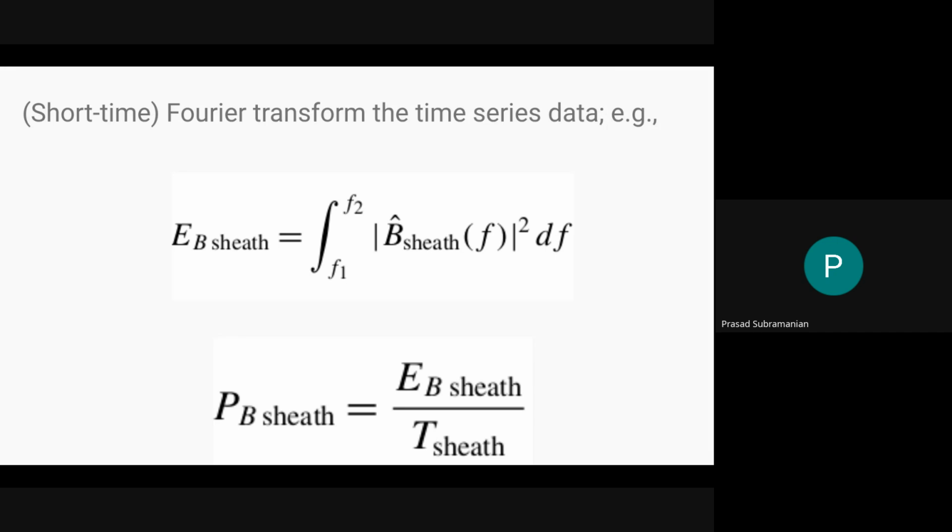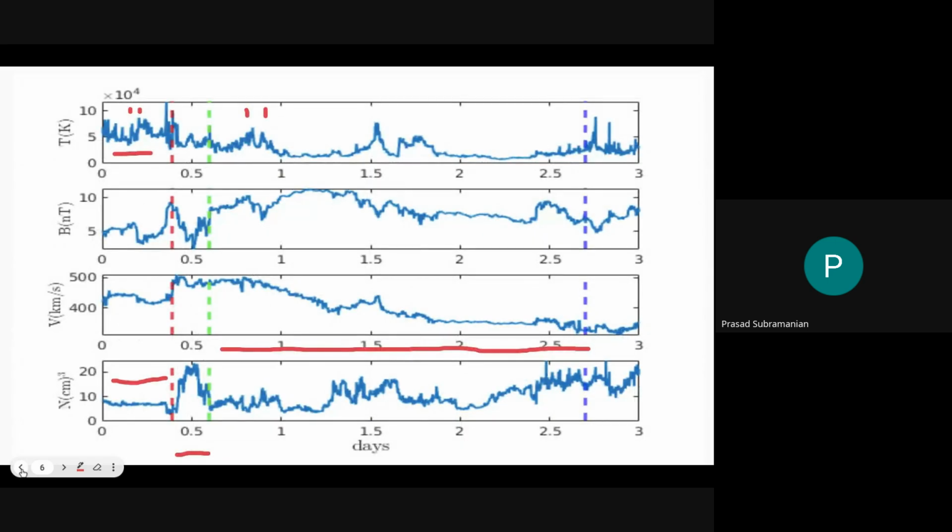So from this, what we do is we simply divide it by the sheet's duration to get what we call the power of the sheet. So this quantity would be nanotesla squared per day for the sheet. Similarly, we can get the same quantity for the background, which we define. There are various ways of defining the background. One of the simplest things to do is just to say a stretch of solar wind that's 1 day before the start of the event. We just call it the background.